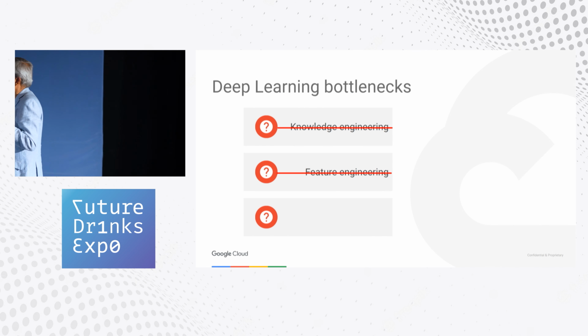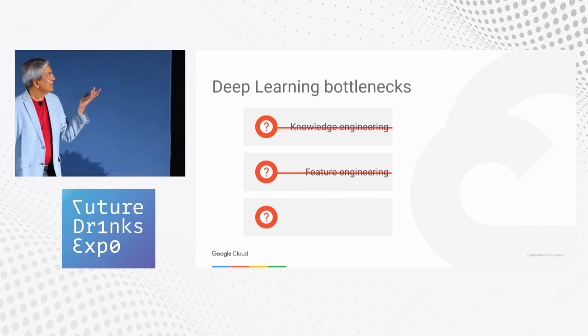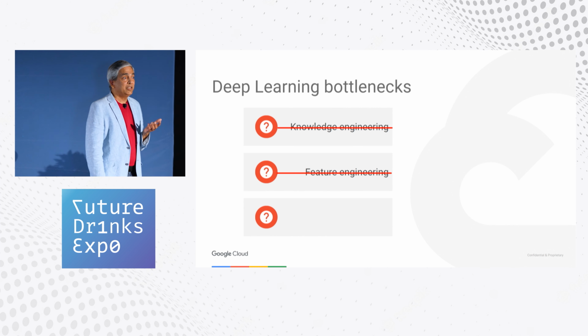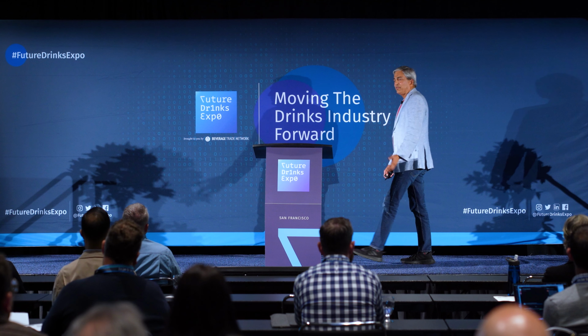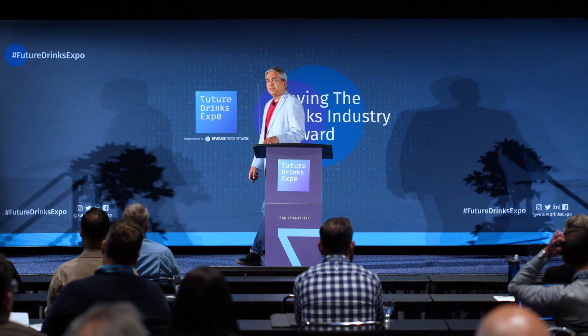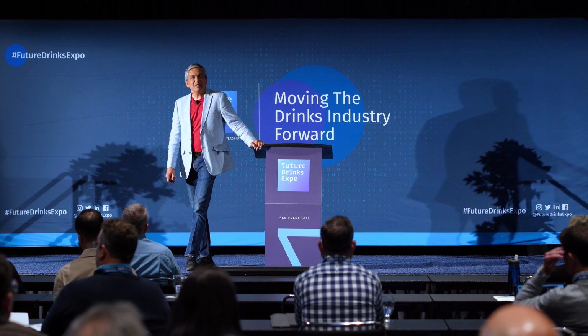So these things seem magical, right? There's no software, there's no knowledge engineering. We didn't program any knowledge into it. There's no feature engineering. We don't have to tell it the features. So what's the bottleneck? Is there a bottleneck? Does it just work? Anyone?